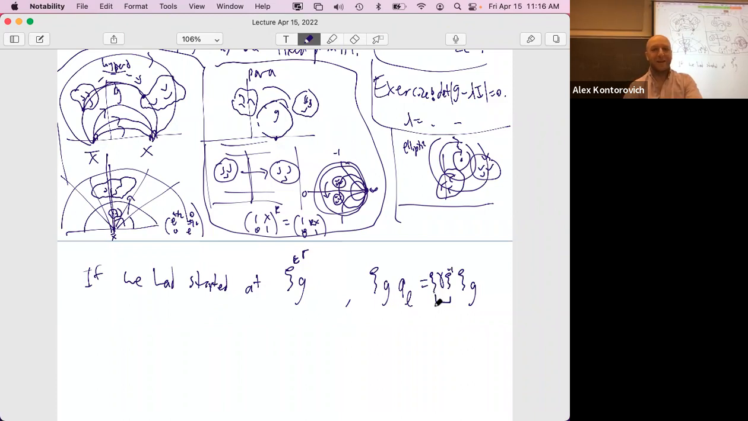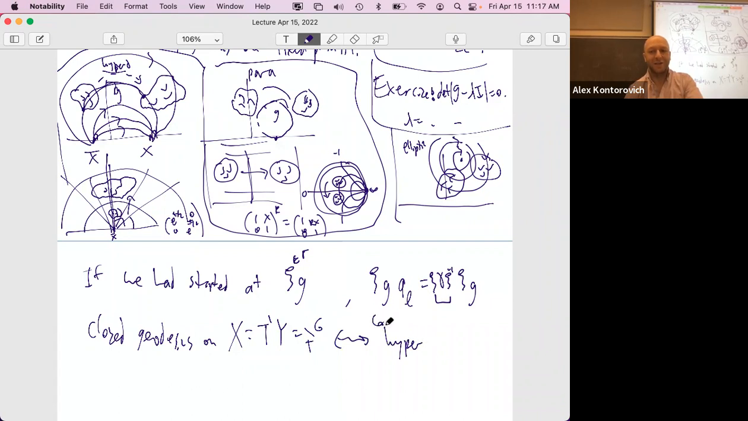Okay, so it's not that hyperbolic matrices in gamma give us unique closed geodesics. It's the conjugacy classes. So closed geodesics on X, which was the unit tangent bundle of Y, which is G mod gamma, correspond to hyperbolic conjugacy classes, or conjugacy classes of hyperbolic matrices.